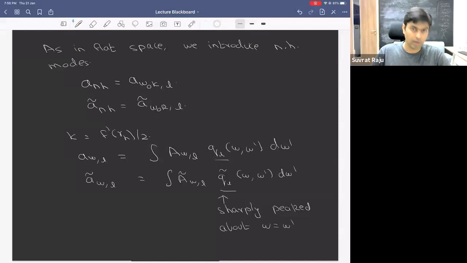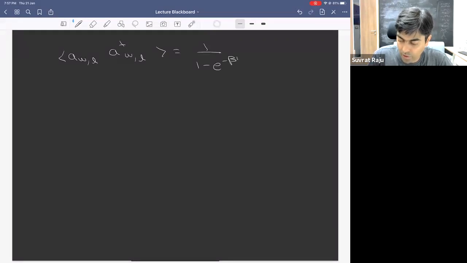Okay. And we don't need to work these smearing functions out explicitly, because we know from the definition of the near horizon modes that these modes are normalized in some nice way so that these commutators are 1. And we find that there's a thermal occupancy of these modes. The thermal occupancy is just that A omega L into A dagger omega L looks like 1 by 1 minus e to the minus beta omega. Okay. So this is the same result we had in flat space, now written in ADS.